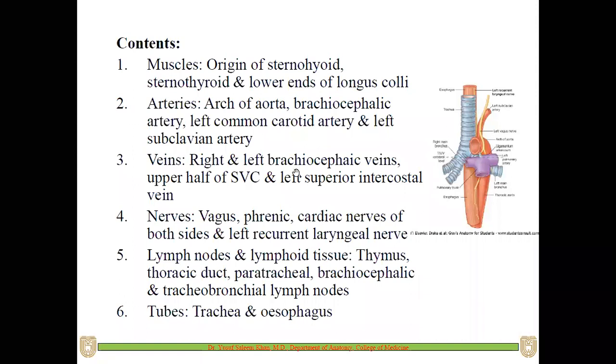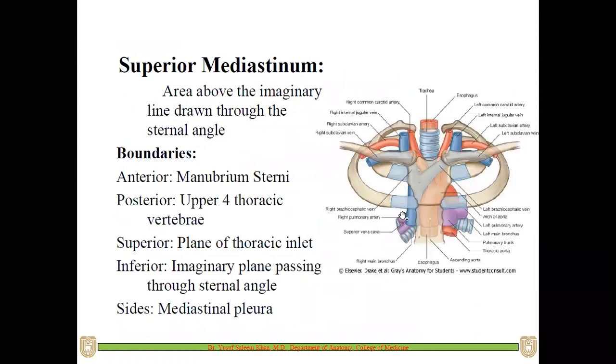Then veins: right and left brachiocephalic veins. Then the upper half of the superior vena cava. If you see here, this is the superior vena cava, then the brachiocephalic veins.